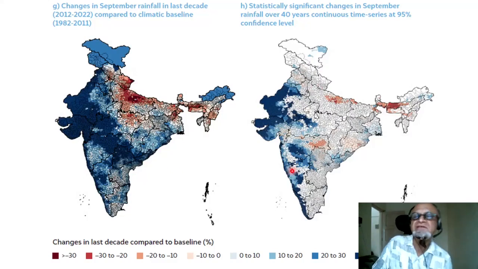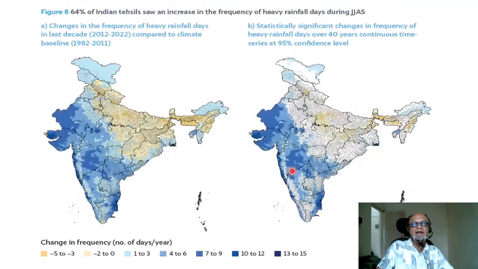I'm just saying these in words because these are interesting features that you need to go back and look at the report in detail to understand what's happening. This is 64% of the Indian tehsils that saw an increase in the frequency of heavy rainfall days during JJAS. So the last decade change, there are some decreases in this band where we have seen rainfall decreases overall, and of course rainfall here is increasing, which means it comes as increased number of heavy rainfall.